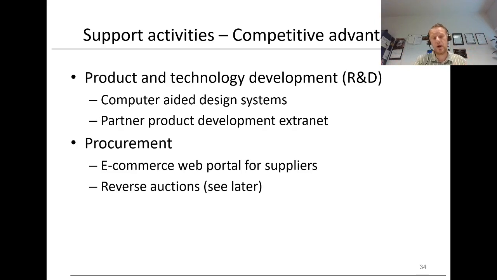Procurement, how are we going to do the procurement? Am I going to make use of an e-commerce web portal? That could be very easy to facilitate procurement. I can use IT to set up automated reverse auctions, right?